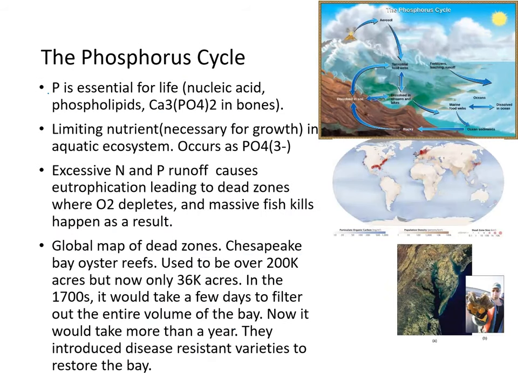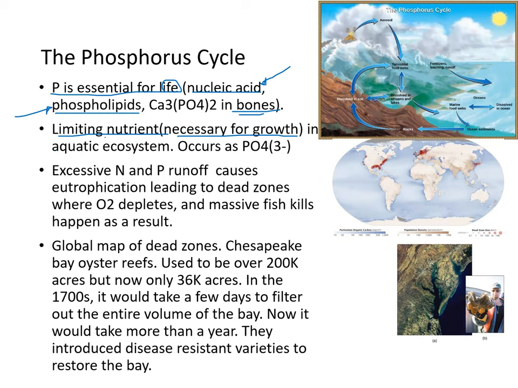What about phosphorus? Phosphorus is needed for nucleic acids, phospholipids, and calcium phosphates in the bones. So this is a limiting nutrient. It's necessary for growth. Without DNA, you can't grow. Without phospholipids, cells cannot function.